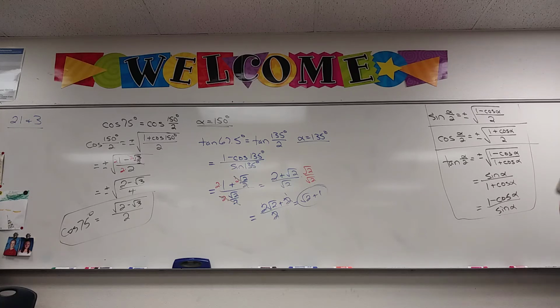What you could also do is take your calculator. Tangent of, mode, I need degrees. Tangent of 67.5 degrees is 2.414. I already know the answer to this. And then the square root of 2 plus 1 equals, and we get exactly the same thing.